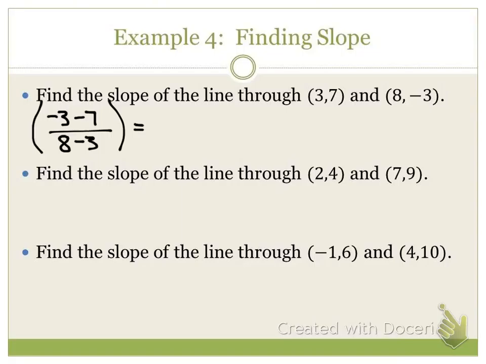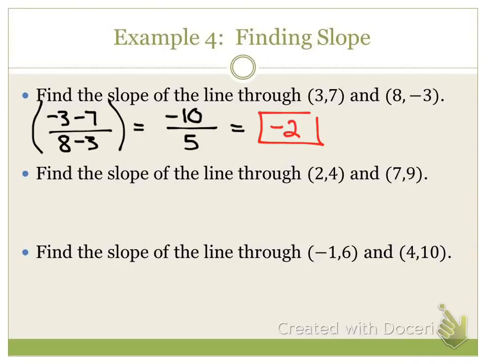What's negative 3 minus 7? That will be negative 10. And what's 8 minus 3? 5. Can I simplify? Yes. Negative 2. That's my slope. All right, I want you to go ahead and try the second and the third one. Use your slope formula to solve.